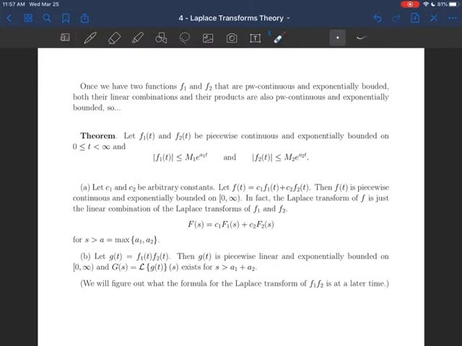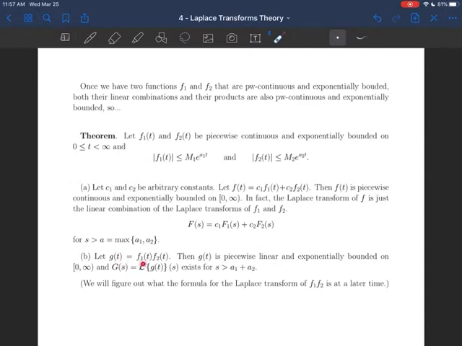So we just have to take the Laplace transforms we already know for f1 and f2, and we'll get the Laplace transform of f. And the domain on which this is defined is for s bigger than the maximum of a1 and a2. So these two exponential bounds that we had on the original functions.